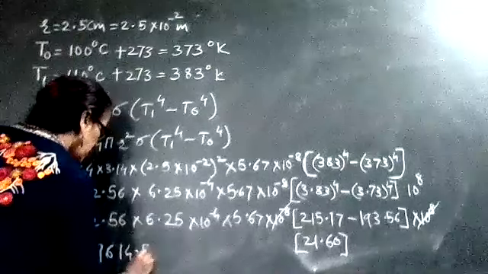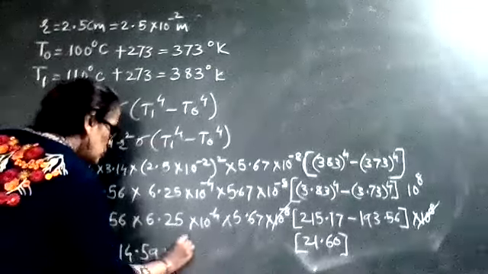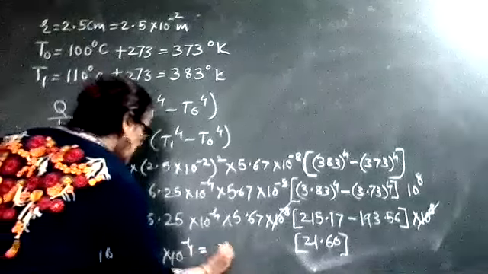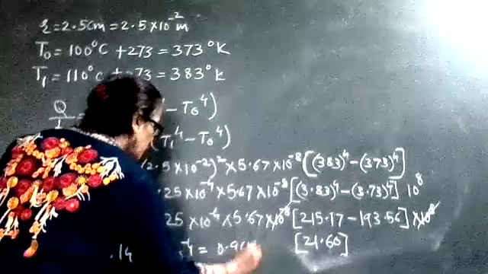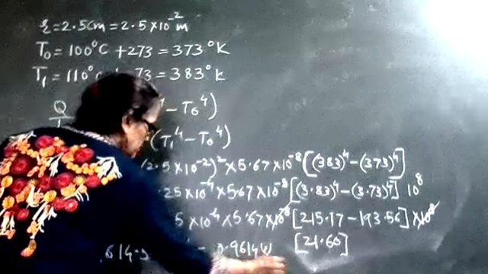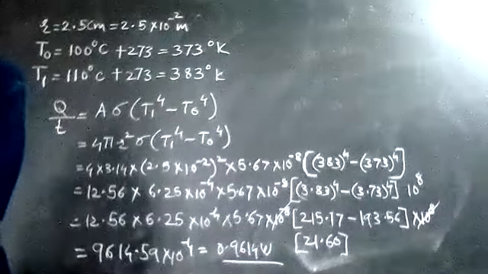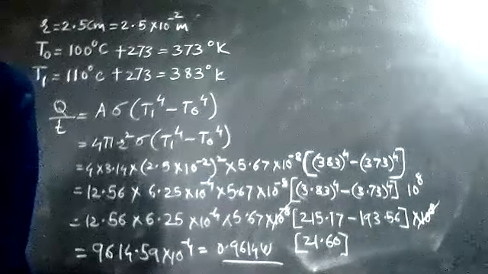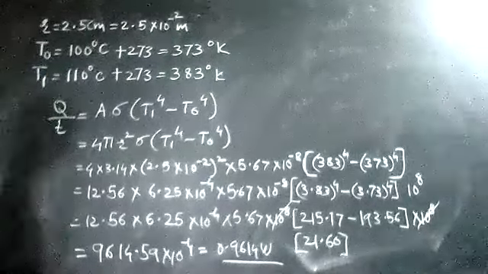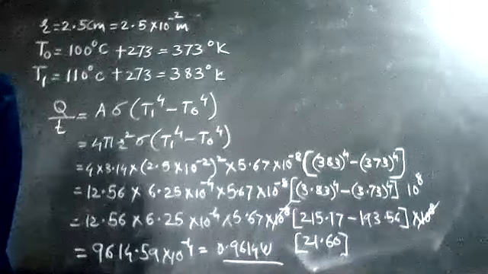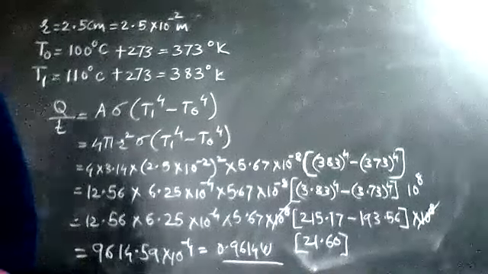59 into 10 raised to minus 4. Means your answer is 0.961. How much? That. Because it is rate. So it is in terms of value. Got it? Fine. Then problem number 25.